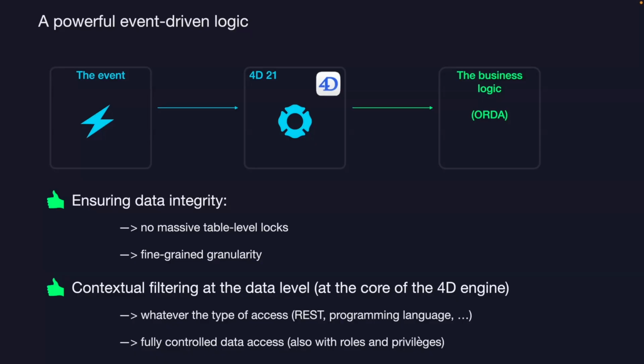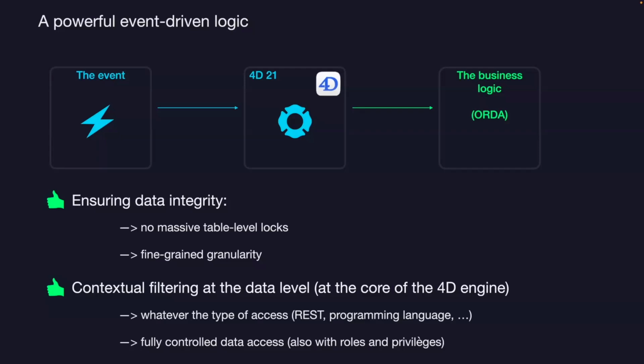The events are implemented together with the rest of the business logic inside other classes. They can be useful, for example, when persisting data in third-party systems. Events also allow contextual data filtering. For example, here the user only sees their own products. This filtering occurs at the 4D engine level, regardless of how the data is accessed. The combination of a restrict event with roles and privileges provides maximum security.